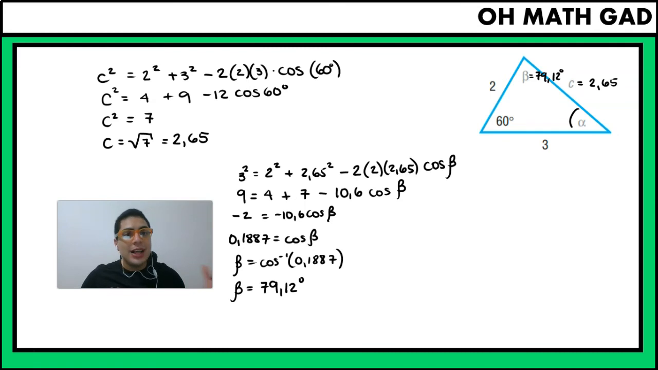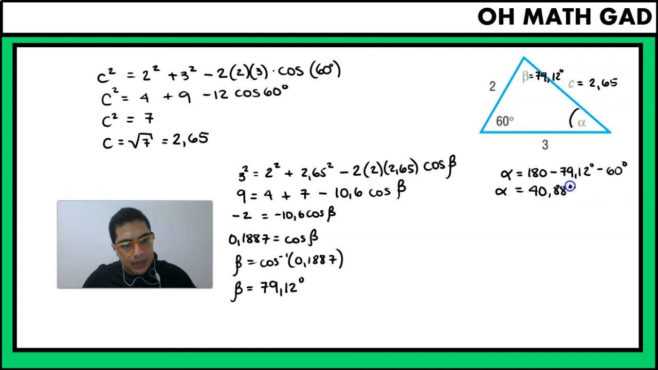But because of the triangle angle sum theorem, that's going to be something very easy to do. Since now we know that alpha plus beta plus 60 is equal to 180, we know that alpha is going to be equal to 180 minus the value of beta that we found, or 79.12 degrees, minus the initial value of 60 degrees. And that is going to be very easy to do. And the value of alpha is going to be equal to 40.88 degrees.